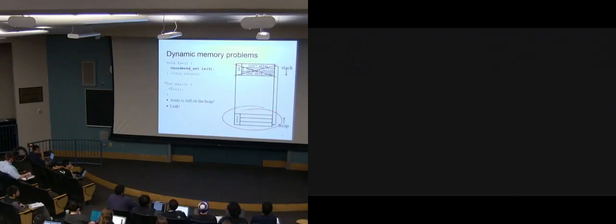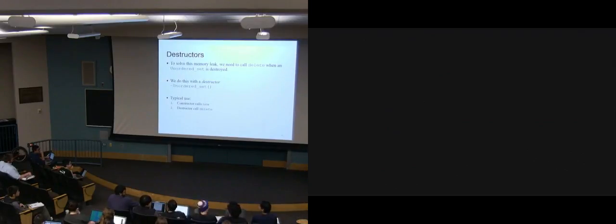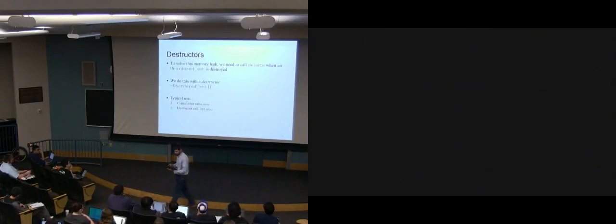All right. Let's talk about destructors. So somehow we got to call delete. And the time we want to call delete is when that local variable, when this thing goes away, we want the array to go away too. So that's what we need to make happen.